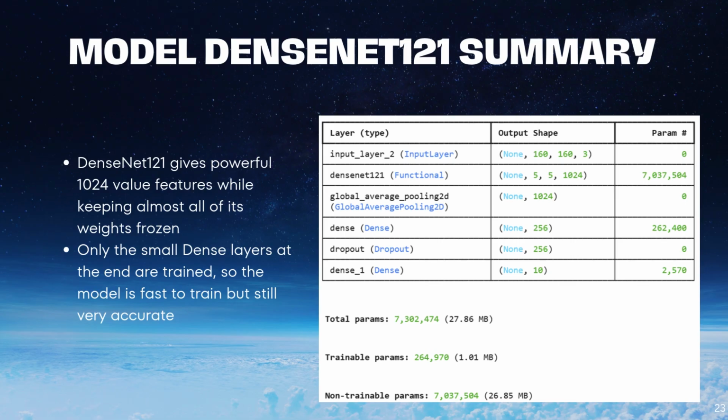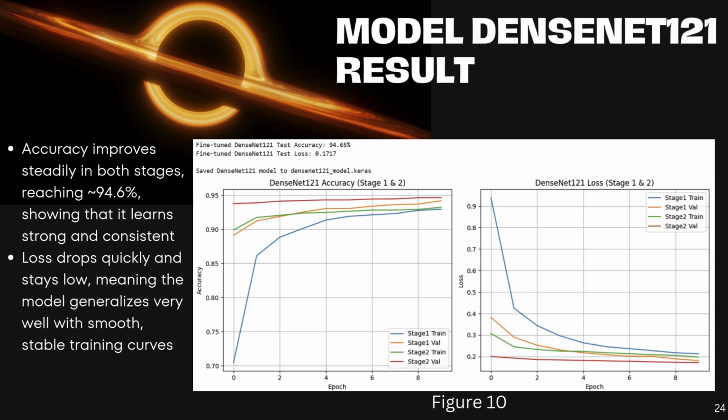And this is the model for DenseNet121 that I also tried, and this turns out to be the best model. It has small trainable parameters and 7 million actual parameters. For this, I got 94.65%. It's one of the best models that I tried, and it learns fast and strong, and it's consistent, as you can see, with multiple stages of training. The loss drops quickly and stays low, meaning the model generalizes very well with smooth, stable training curves.